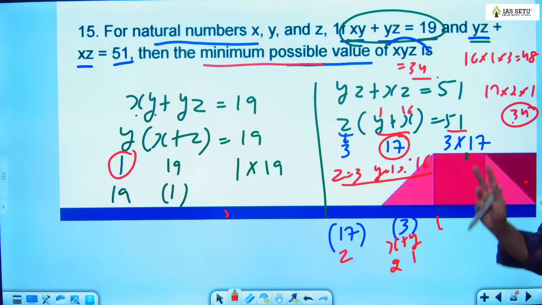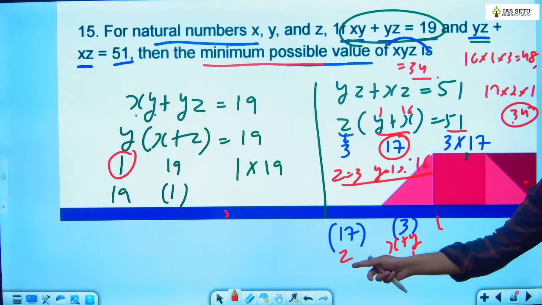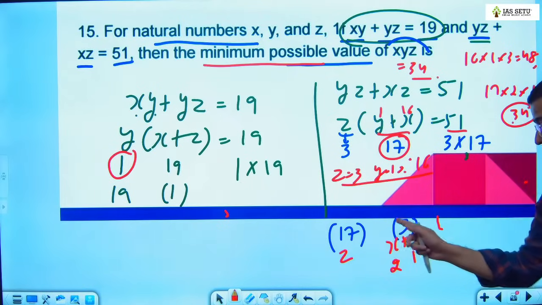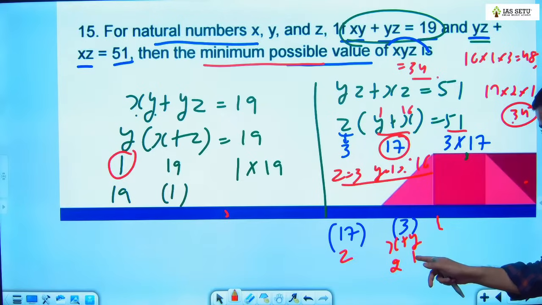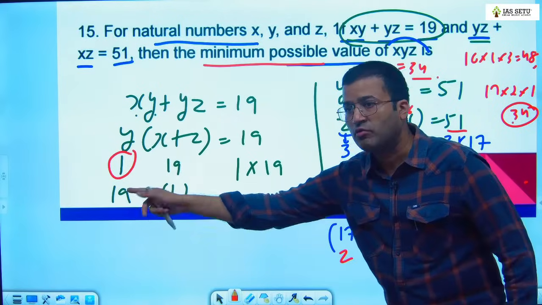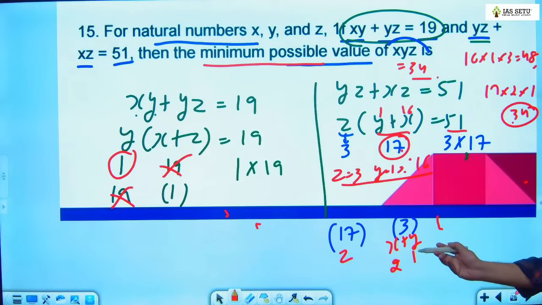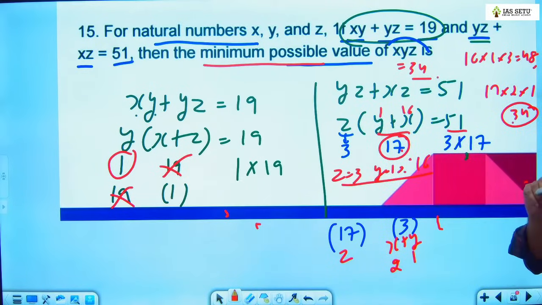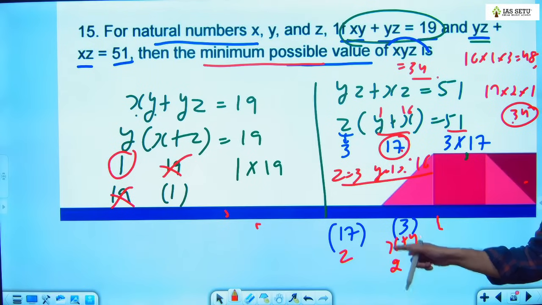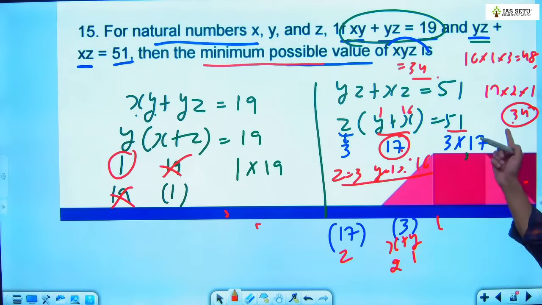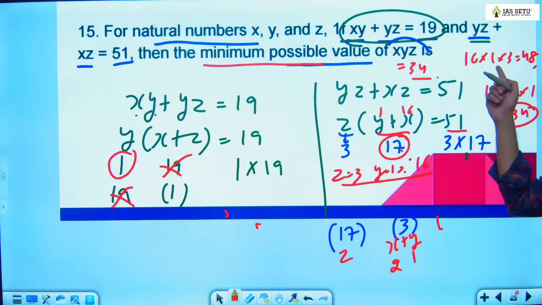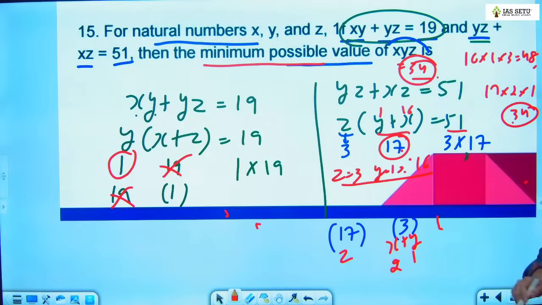Don't be in a hurry to conclude 48. There is one more possibility when z is 17, x plus y is 3, y is already 1. y as 19 is not possible because the total is either 17 or 3, so y will be 1 only. y is 1, then x will be 2. 17 into 2 into 1 is 34, which is smaller than 48. So the correct answer is 34.